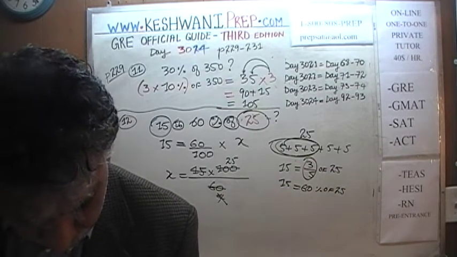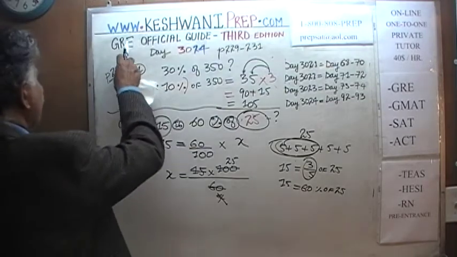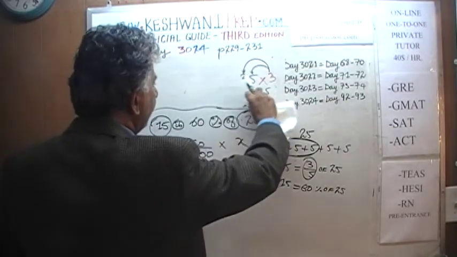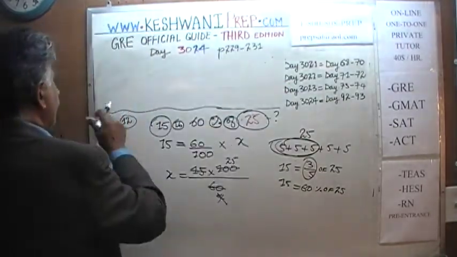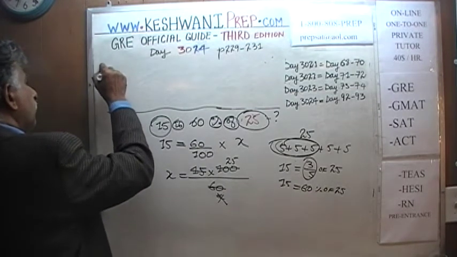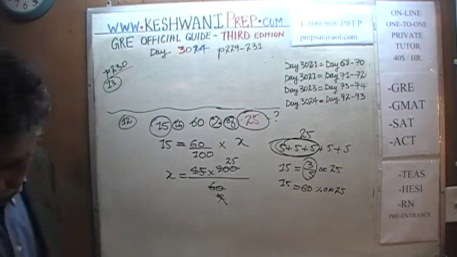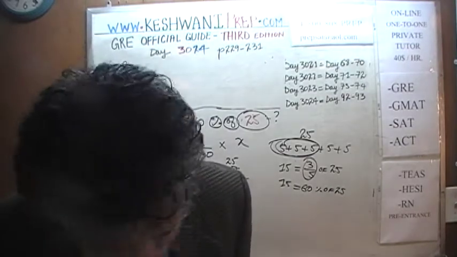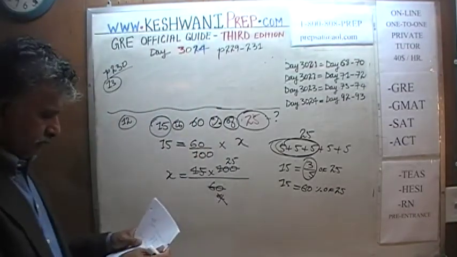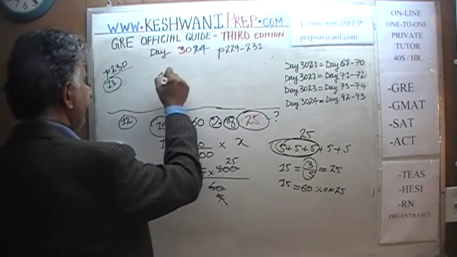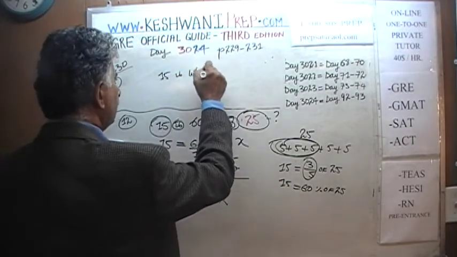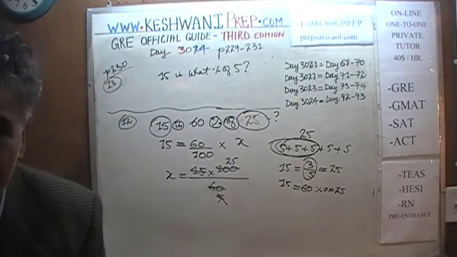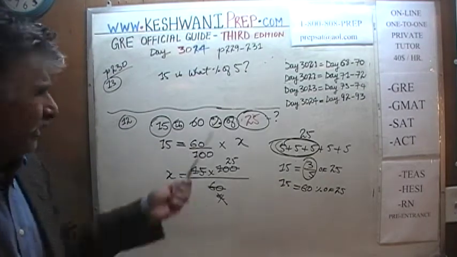Where is number 13? Number 13 is on the next page. We are on page number 230 rather, not 330. Let's see what 13 has to say. 13 says 15 is what percent of 5? Now, if you insist, we could actually set it up like this equation, but we're not going to do that. It is too silly.